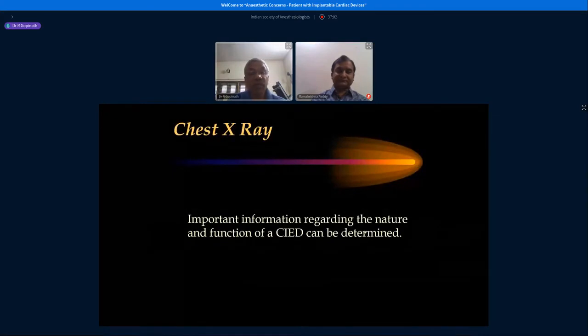So what do you do next? You look for a chest X-ray. Chest X-ray is very important because the nature and function of the device can be determined. This is very important if you have a patient who doesn't know what device has been placed for him, or he comes unconscious to you in the emergency department, or there is no relative to tell you what was placed. So at least you'll get some information.